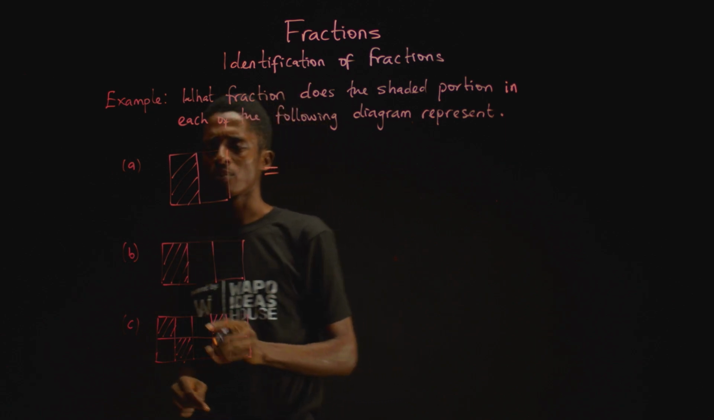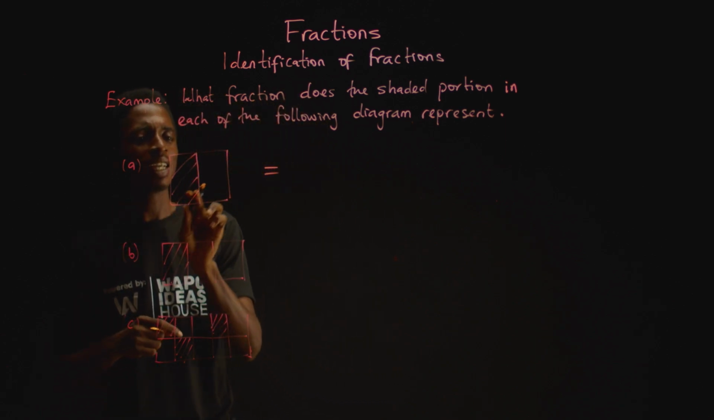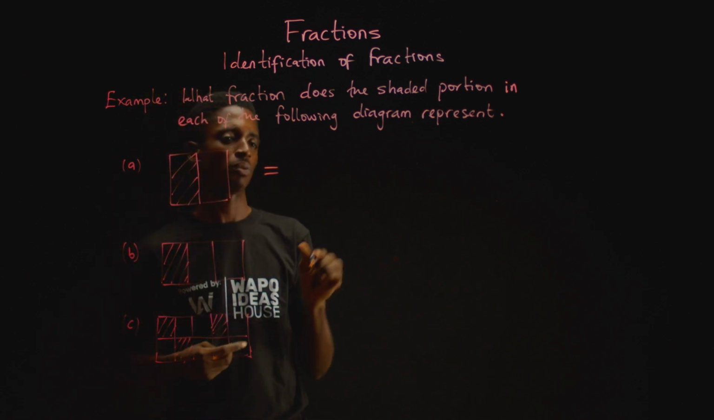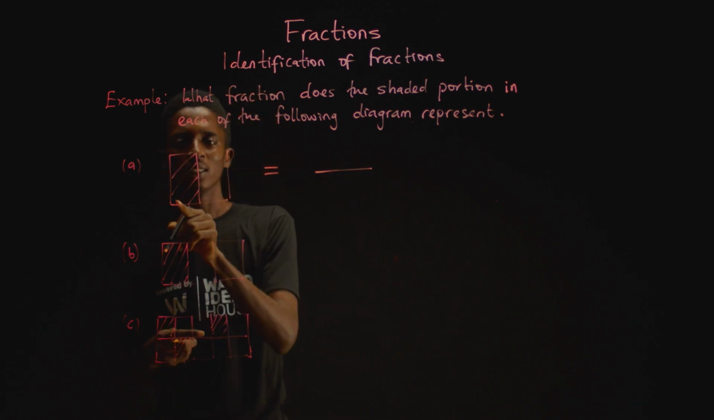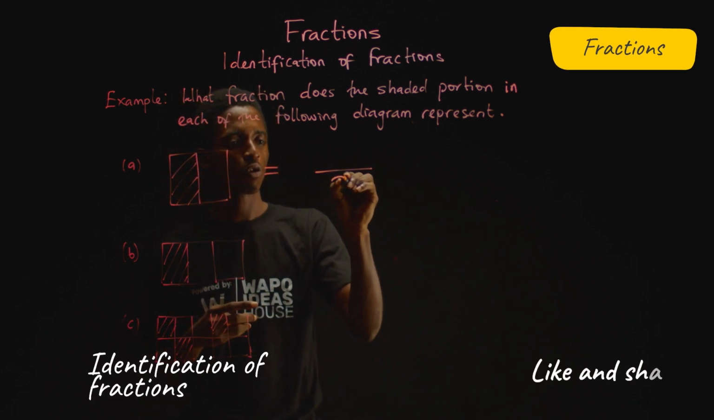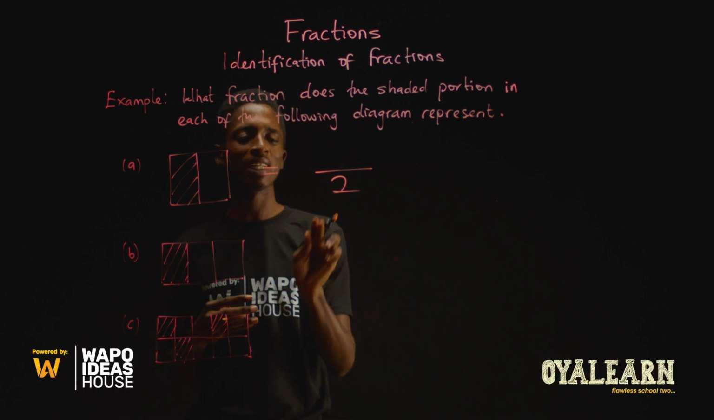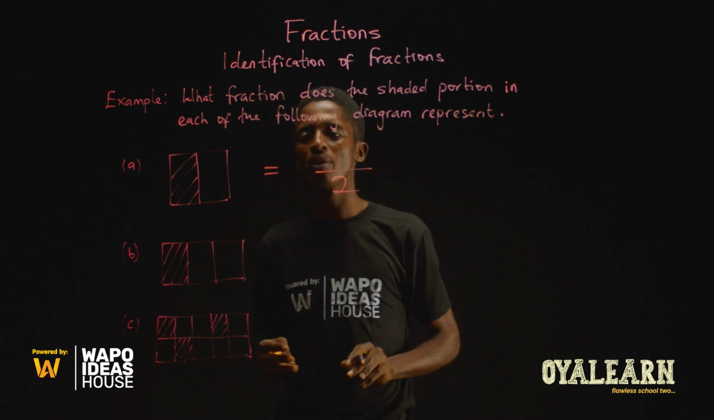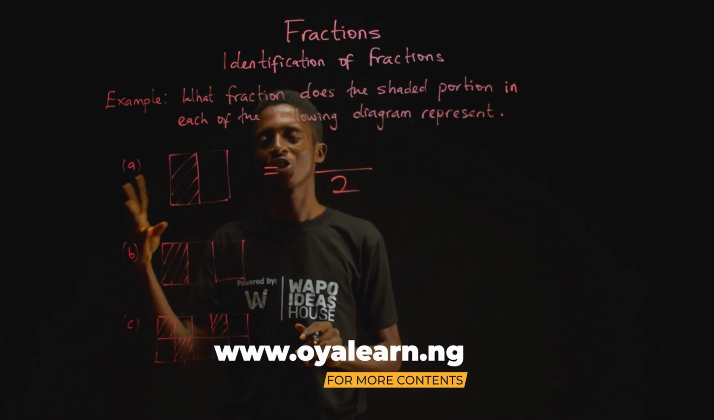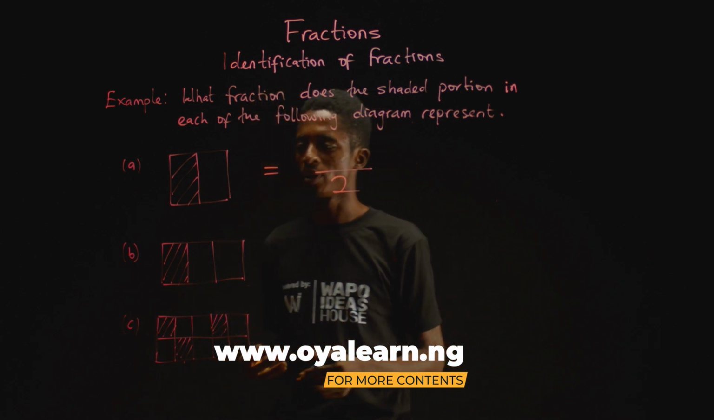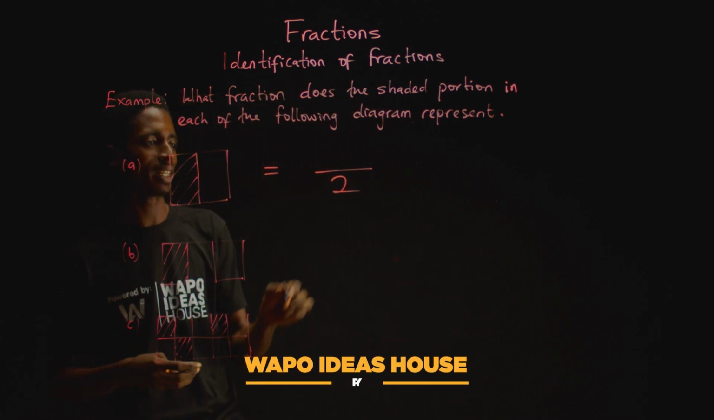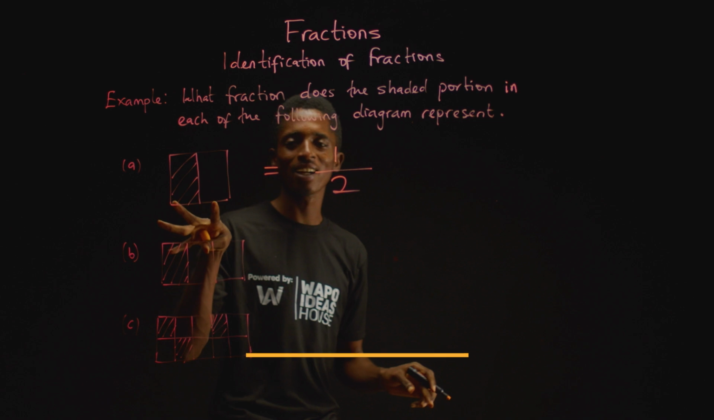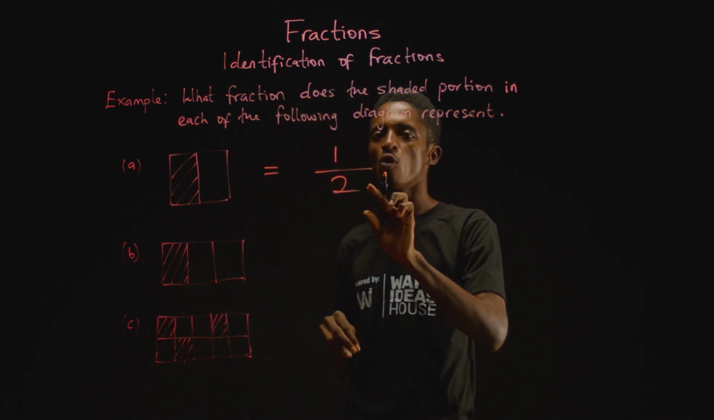In the first diagram, we see that it is a whole object divided into two. So, of this diagram, we have two parts. Now, the number of parts you find is written as the denominator, as I have done here. Then for the numerator, the number of portions that are shaded is what you write as the numerator. And since only one part is shaded, we write it as 1. So the fraction of this diagram that is shaded is 1/2.